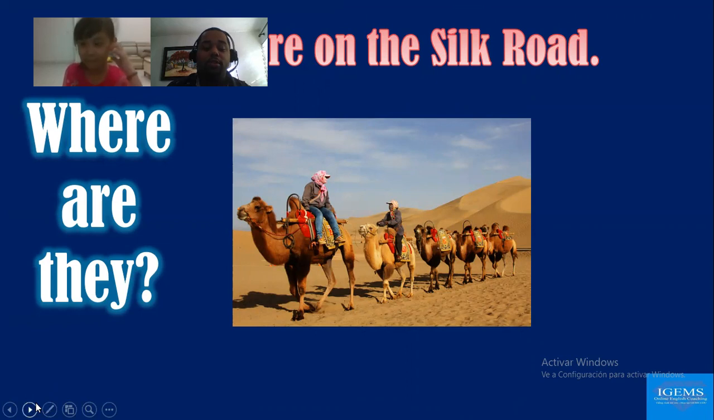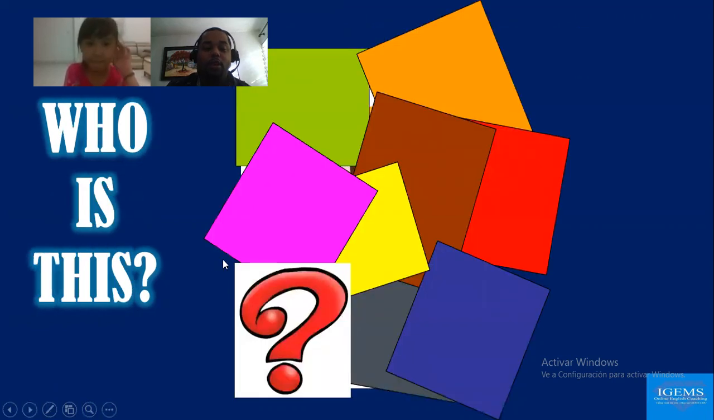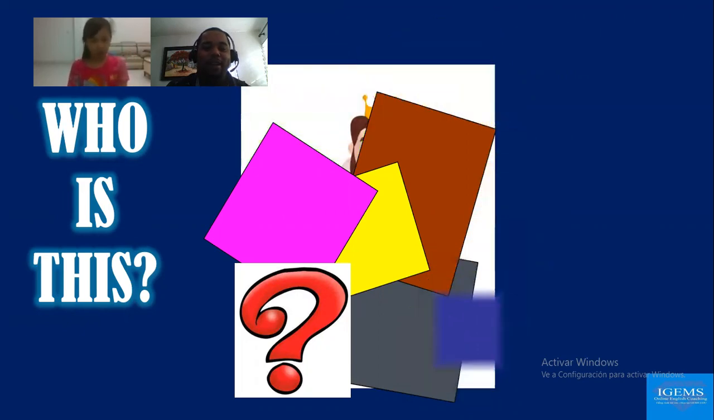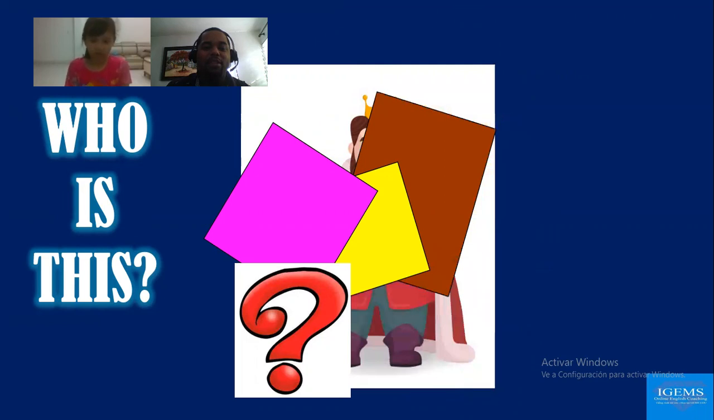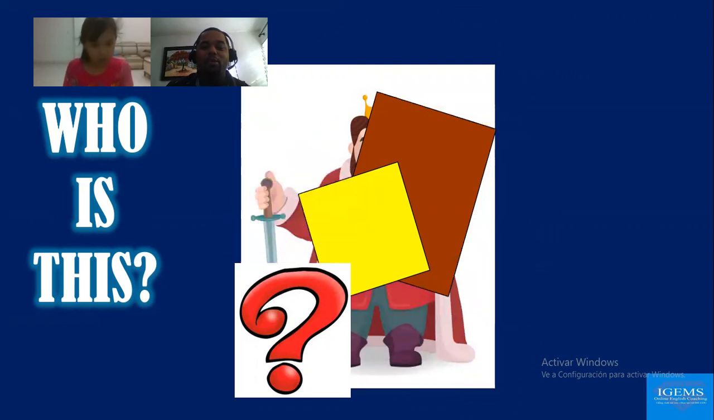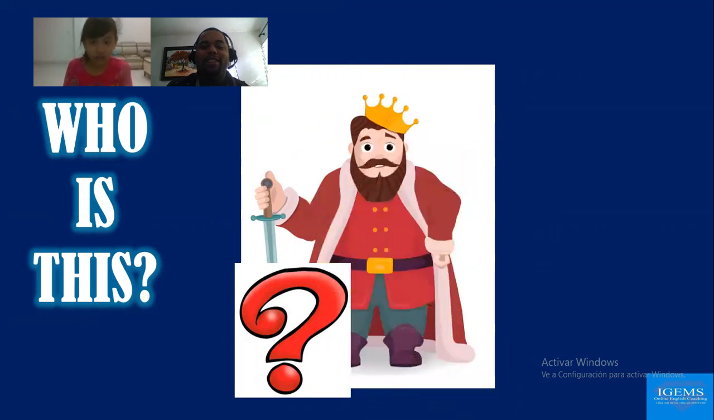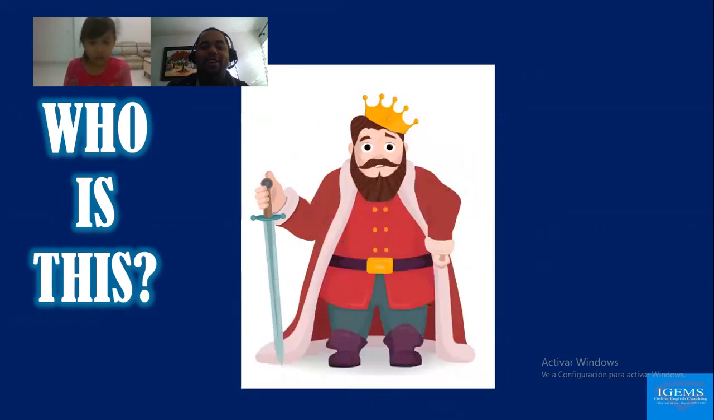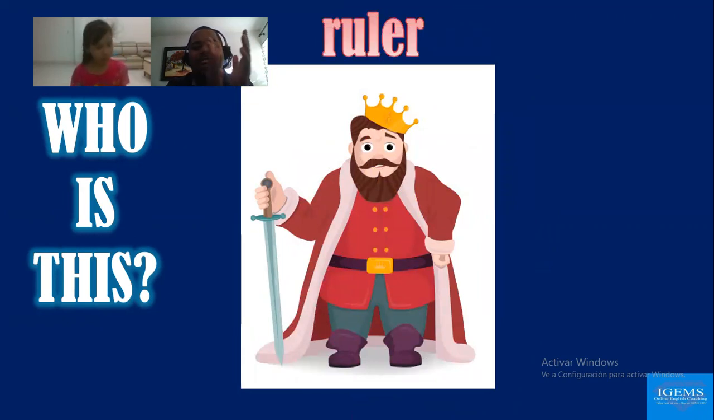So let's continue. Who is this? Marco Polo. Let me see. Who do you think this is? Pelican. Okay. This is the ruler. That's right. Well done.